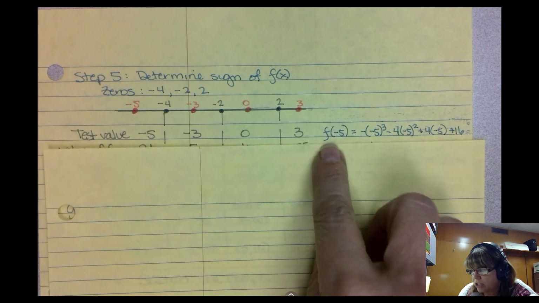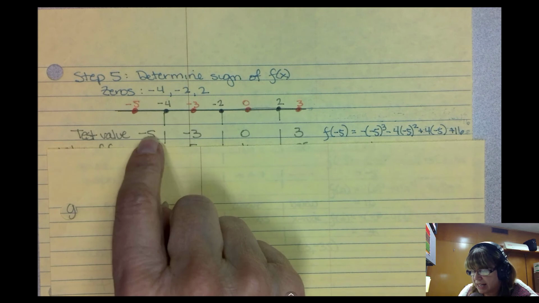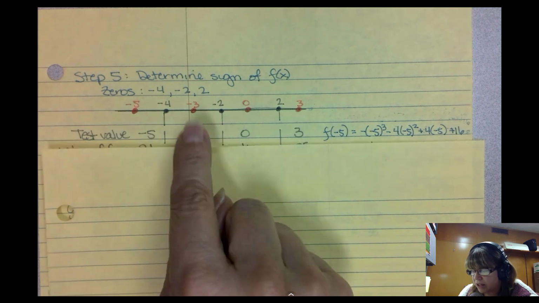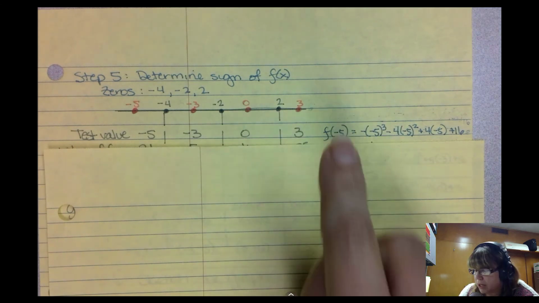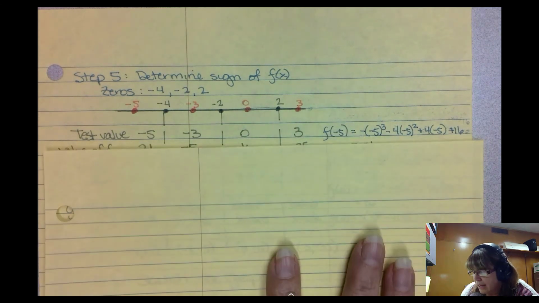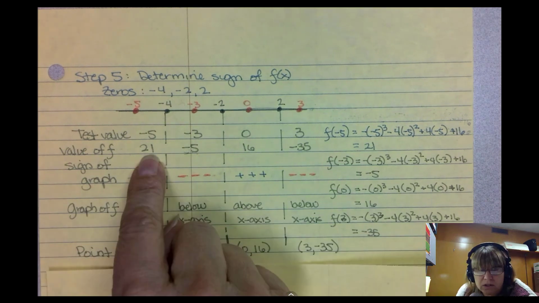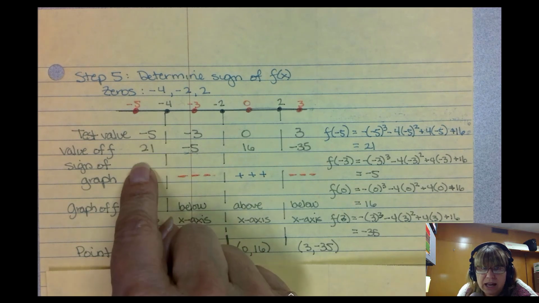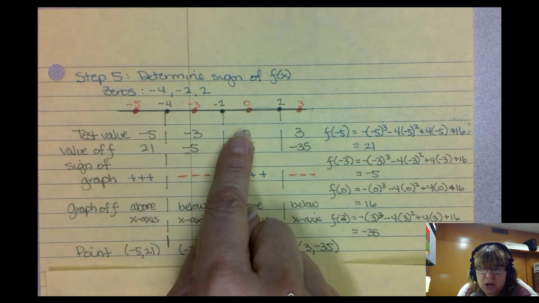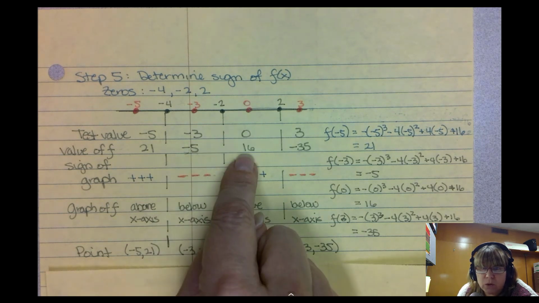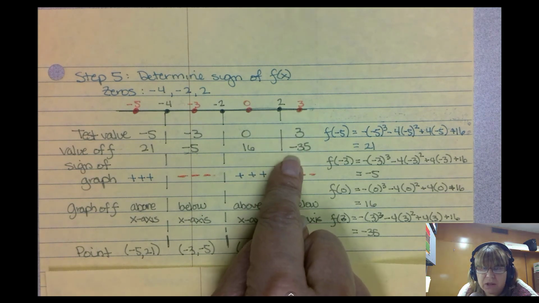So I'm going to calculate f at each value that I've selected: my test value of -5, my test value of -3, my test value of 0, and my test value of 3. I'm going to plug each into my function, and you can see all my work here. When x is -5, I get the value of 21. When x is -3, I get -5. When x is 0, I get 16. And when x is 3, I get -35.